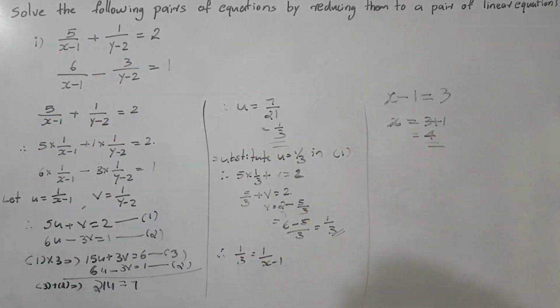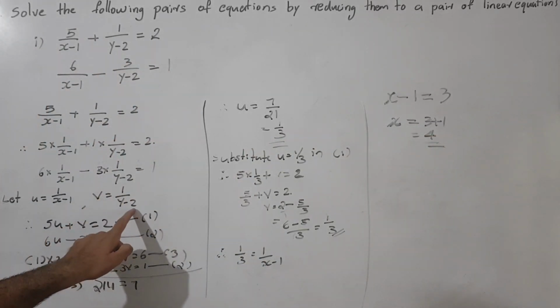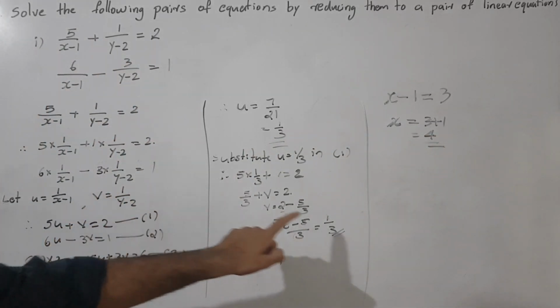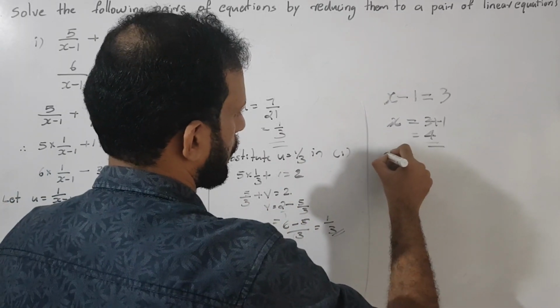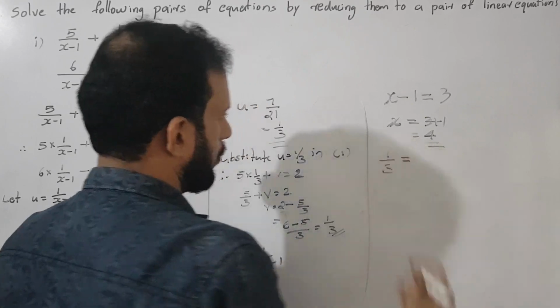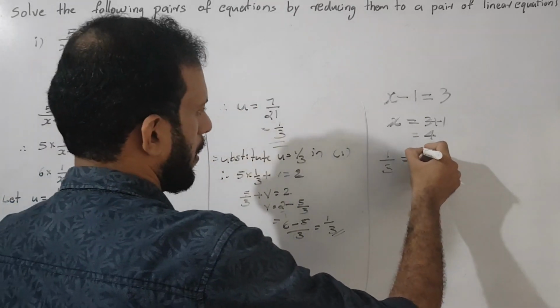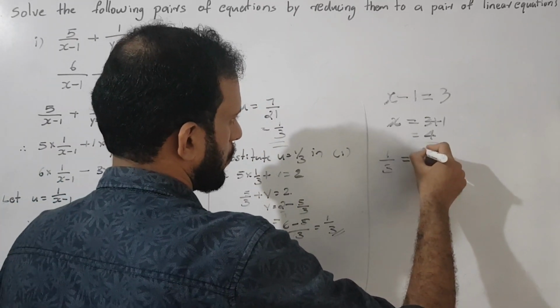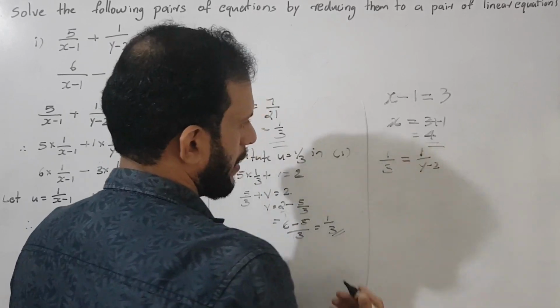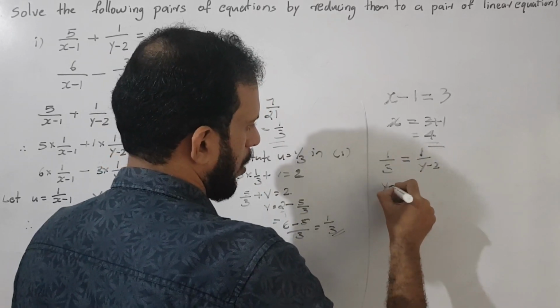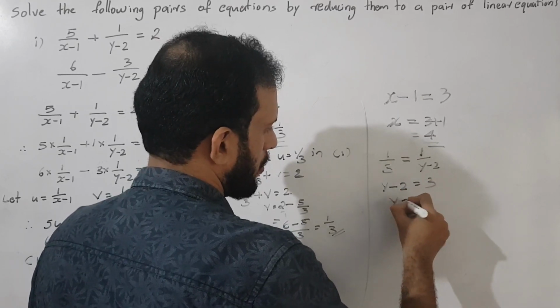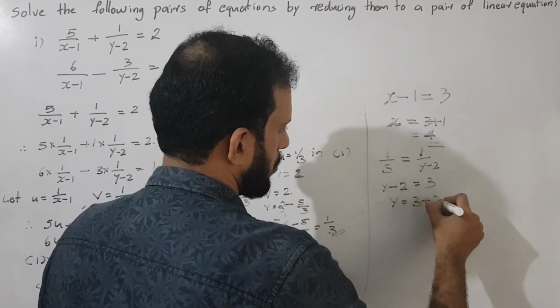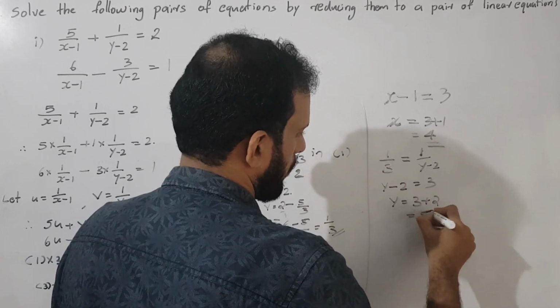Then next, v is equal to 1 by y minus 2. What is v? v is also 1 by 3. Then 1 by 3 is equal to 1 by y minus 2. Again cross multiplication, y minus 2 is equal to 3. Therefore, y is equal to 3 plus 2 is equal to 5.